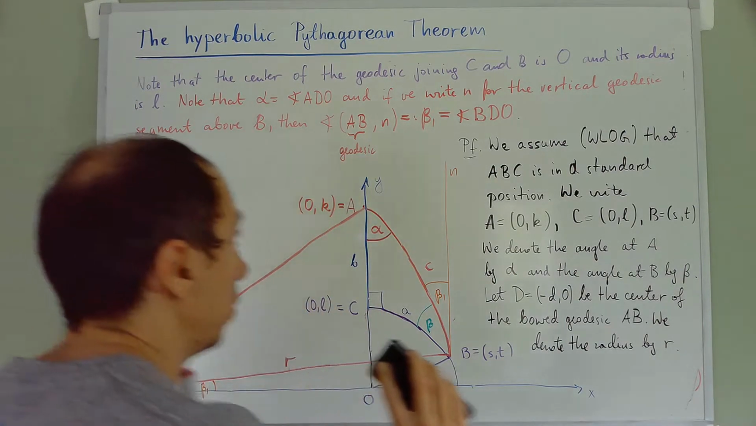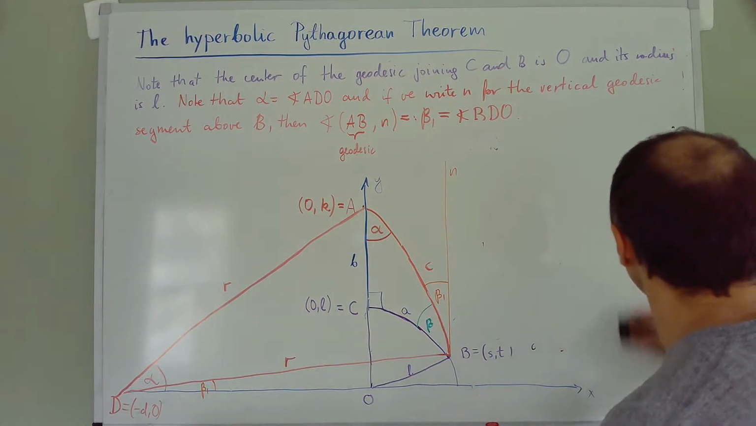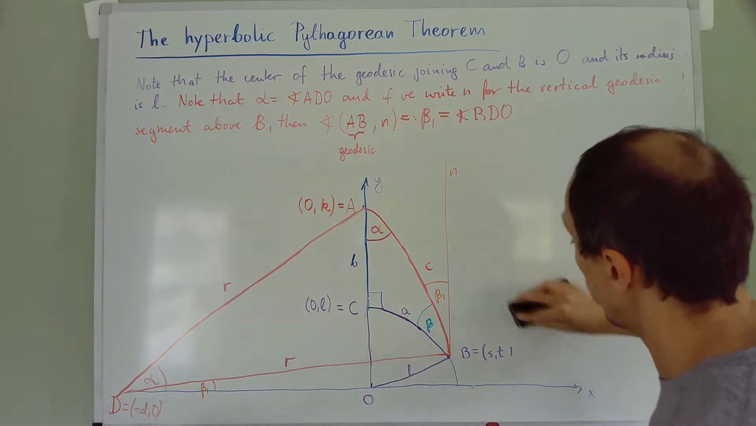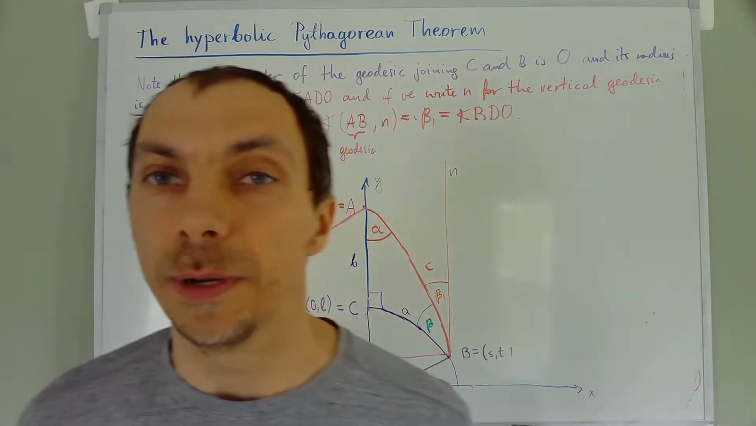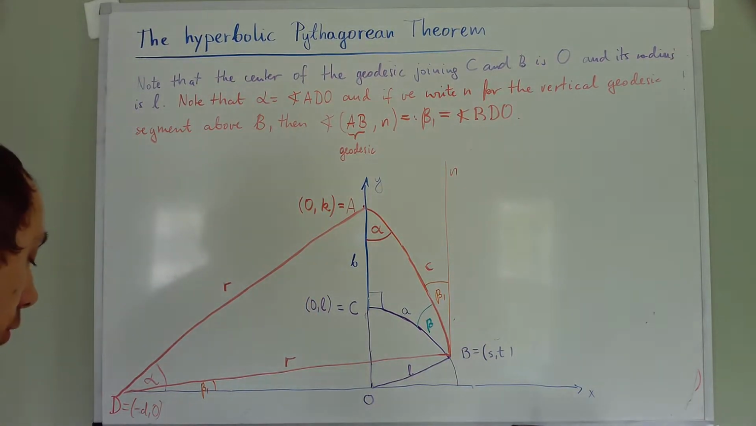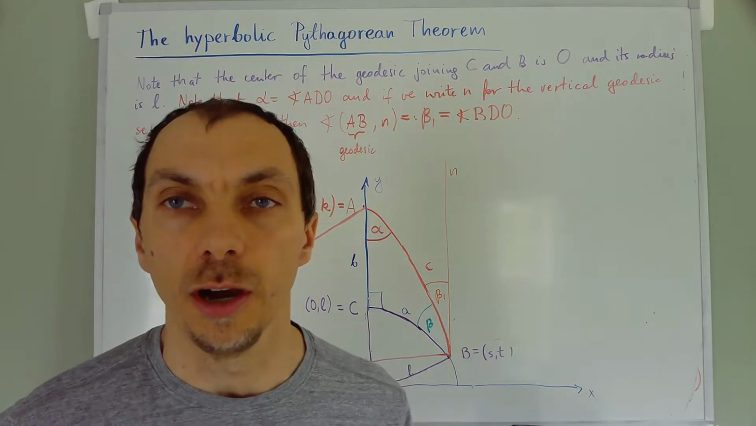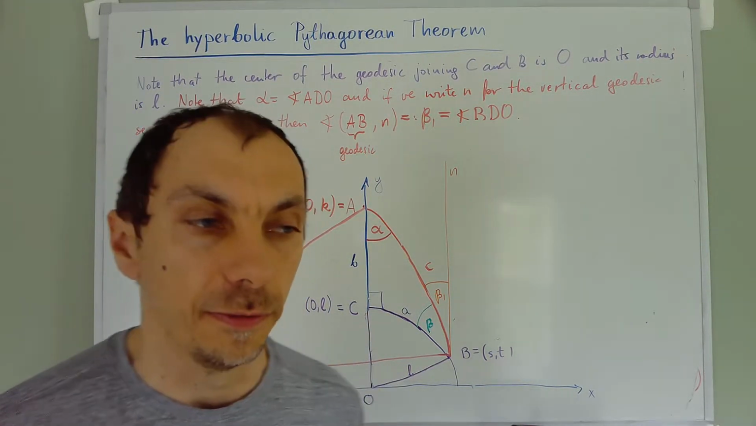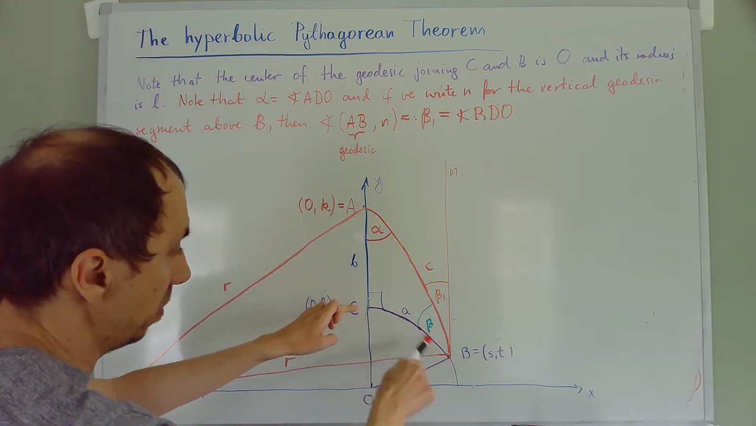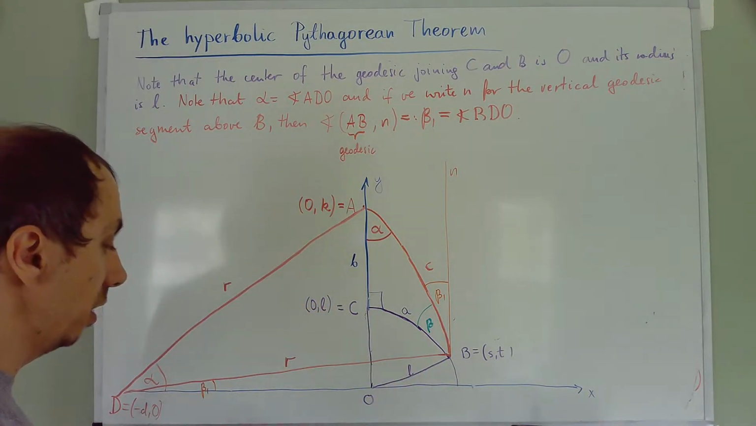So I'm not going to erase this picture. In the lecture about preparation to the Pythagorean theorem, we proved a certain formula for the hyperbolic cosine of the length of a geodesic. Here I'm going to be interested in this geodesic A.